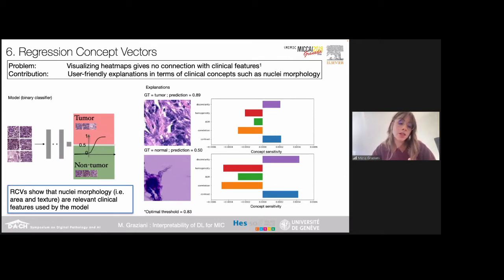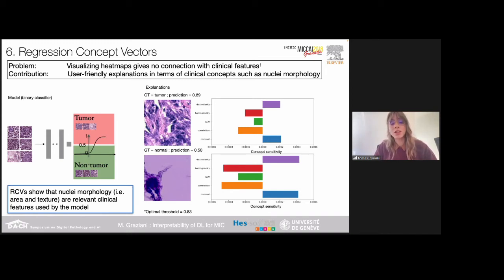So the idea here is to generate user-friendly explanations that are expressed in terms of clinical concepts such as nuclear morphology. As Guillaume previously was showing, we see that in tumorous images, the nuclei size, for example, is larger. And there are also modifications in terms of texture and appearance of the nuclei.